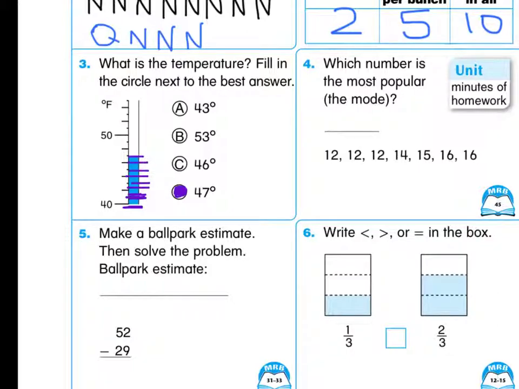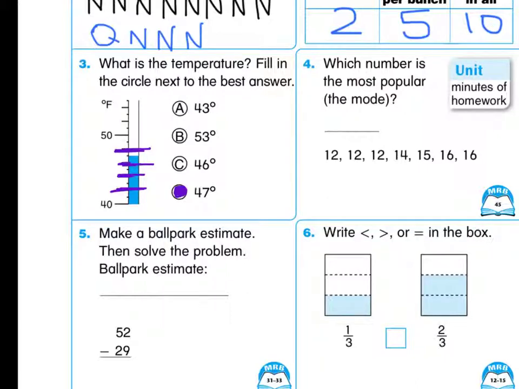You may also notice that there's not just short lines on the thermometer, there's also slightly longer lines. So if you skip and only count those slightly longer lines, you would count by 2s. So this would be 42, 44, 46, 48, but we didn't quite reach up to 48, so we come back down 1, 47 degrees. Okay, let's move on to number 4.